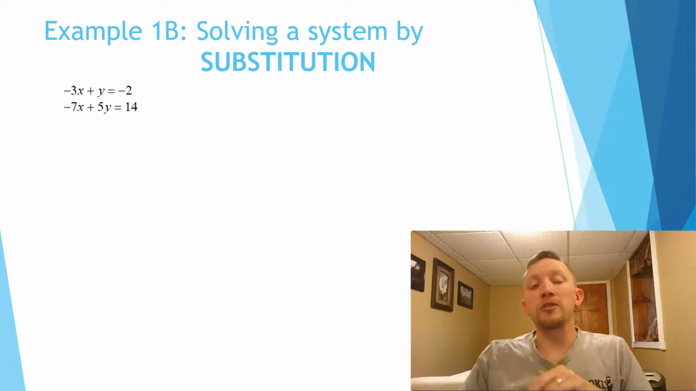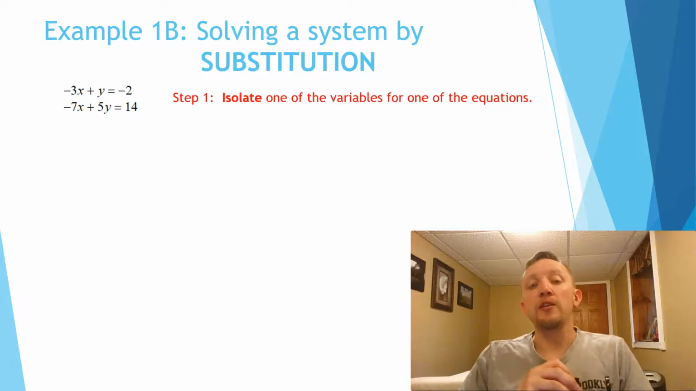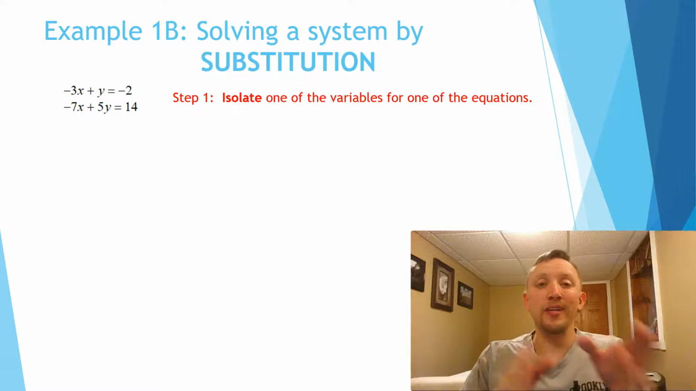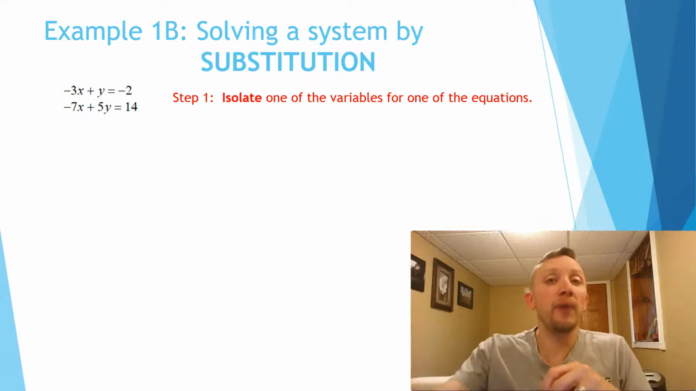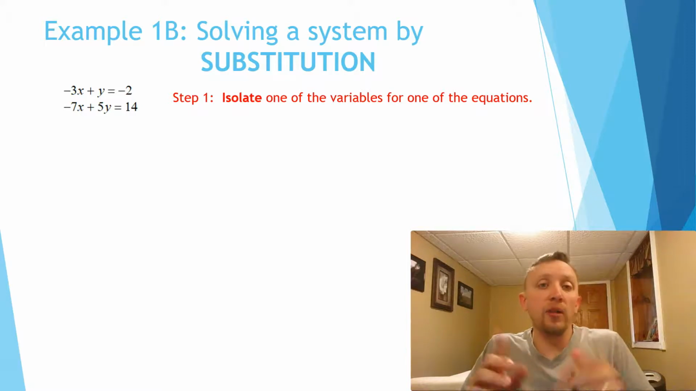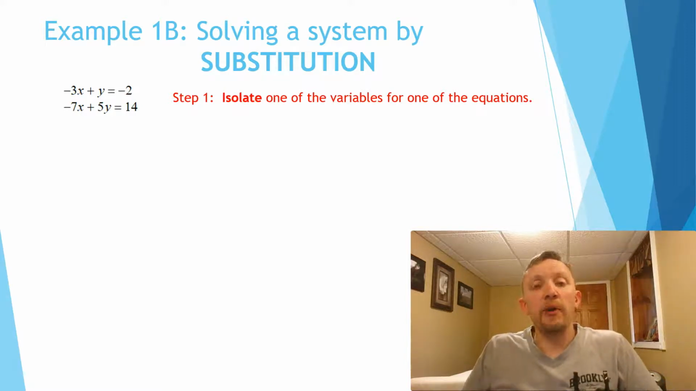With substitution, there's going to be about 4 steps. The first step is we're going to isolate one of the variables for one of the equations. Isolate just means we're going to get it by itself. Okay, like when they put a prisoner in isolation, they put them by themselves. So we're going to pick one of the variables to isolate, to get by itself.